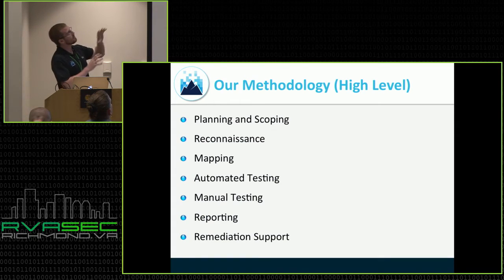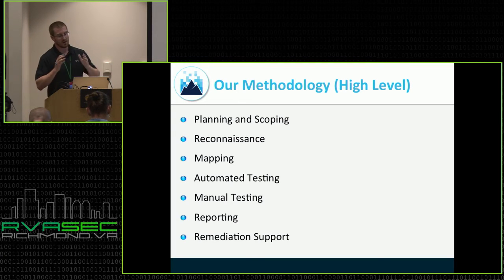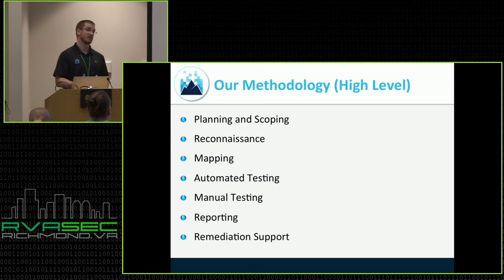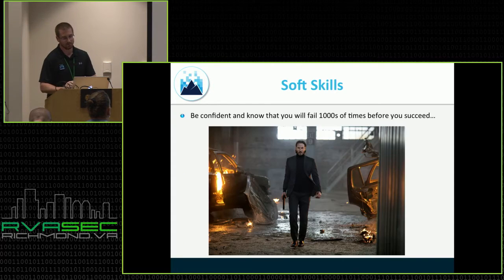Here's our methodology that we use from an external, internet-facing perspective. We do the planning and scoping. That's essentially your rules of engagement. We'll get into all this in more detail. Then reconnaissance, mapping, automated testing, followed by manual testing, or during the automated testing, because tools run for a while. And then it wraps up with reporting. It's also nice to do some icing on the cake and offer remediation support. Sometimes they'll say they fixed something, but really they haven't, so it's nice to close the gaps.